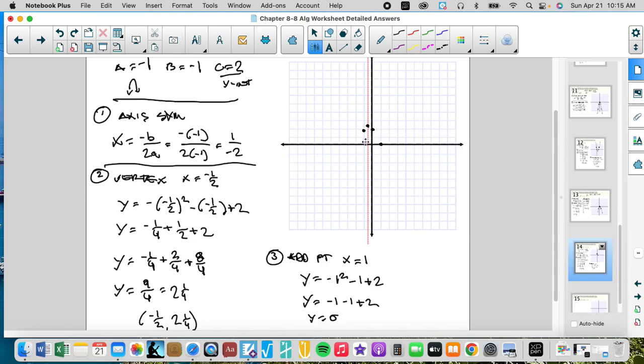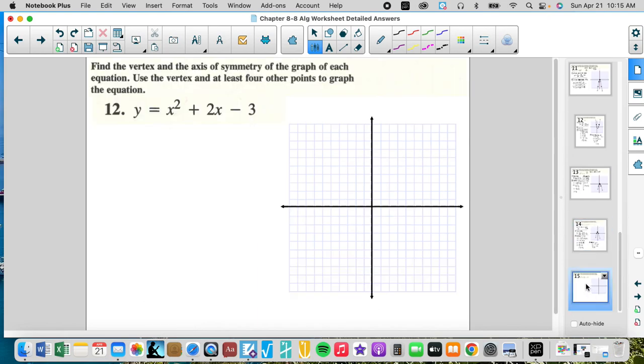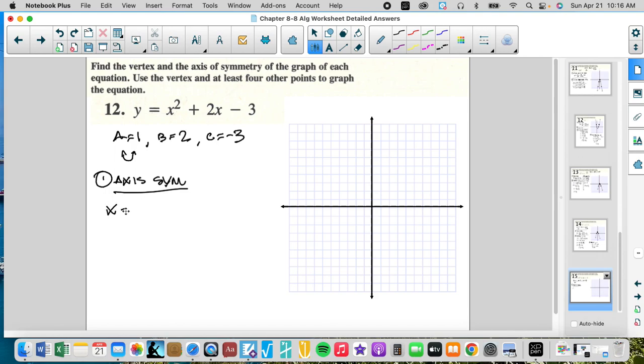That is 1.5 away. 1.5 away is this. Much better. Much better, Mr. McCausland. Congrats. All right, this has an A value of 1. And the reason why I got better was because I wrote out all of my work. C is negative 3. So I know it's going to be a U. Axis of symmetry: x equals the opposite of b over 2a. The opposite of b over 2 times 1, which is negative 1.